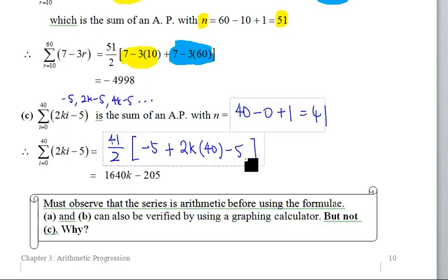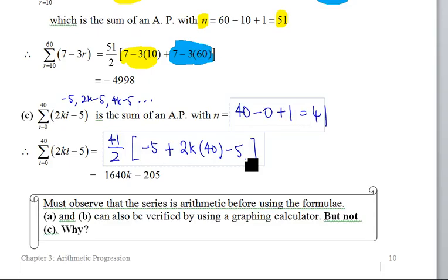There's a box here to say that you must obviously observe that the series is arithmetic. That means all the terms follow an AP before using the formula. A and B can be verified using a GC. In fact, you don't even need a GC to verify. As long as you have, let's say, r equals 1 to 10, whatever, it doesn't really matter what the start and end are, as long as the summation is 3r plus 7, surely it is, as long as this is linear. It's a linear expression, we are good. Follow what I'm saying? Makes sense, so linear is good.